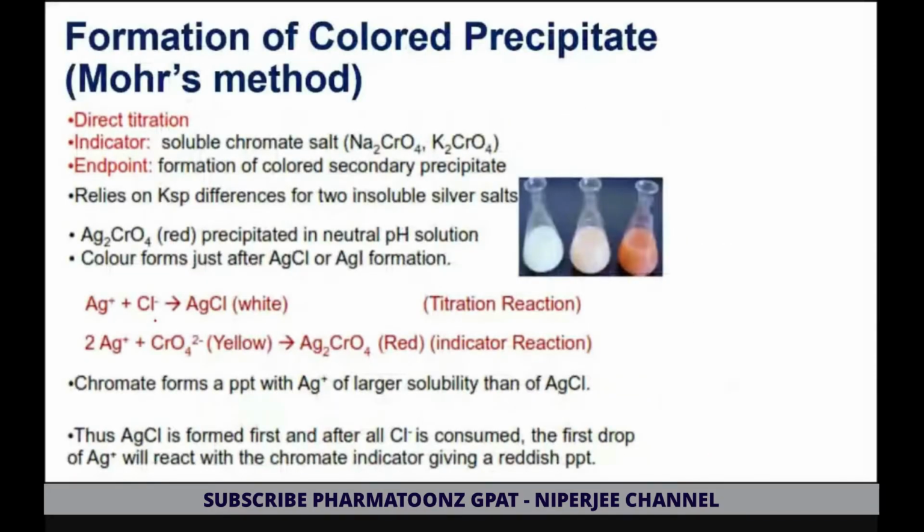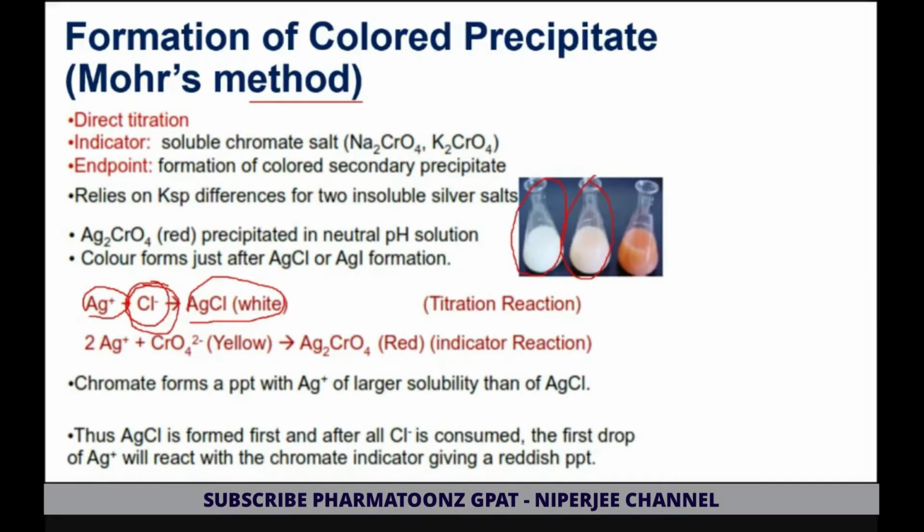So let us discuss one by one. Formation of a colored precipitate is the principle behind Mohr's method. First, in all methods we are using AgNO3 as a titrant, and in the sample we are using chlorides. So whatever Ag plus and whatever chloride is there in the sample, initially it gives a white color precipitate. When you add the indicator, it turns to a light creamish color.